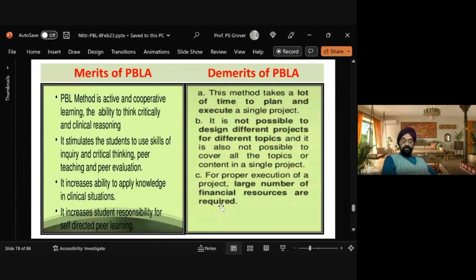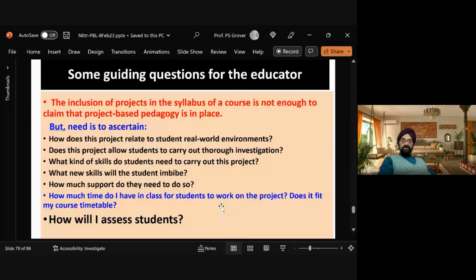PBLA does that. Now, the demerits are this method takes a lot of time to plan and execute a single project. It's not possible to design different products for different topics, and it is also not possible to cover all the topics or content in a single project. For proper execution of a project, large financial resources are required. So there are limitations, no doubt, but people are still using it.